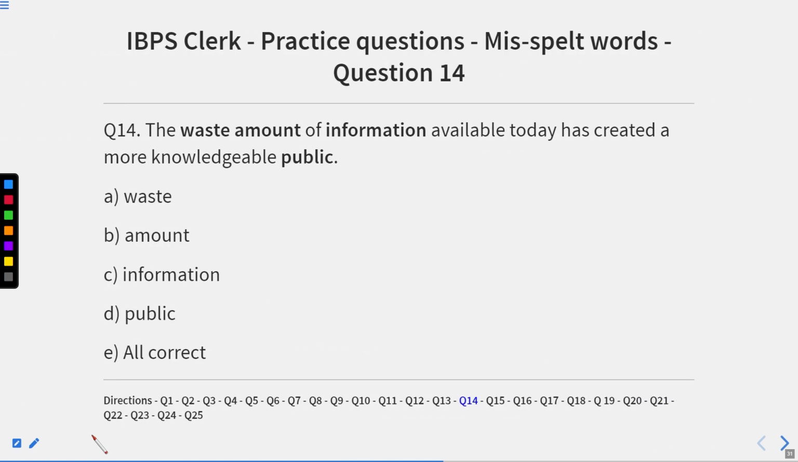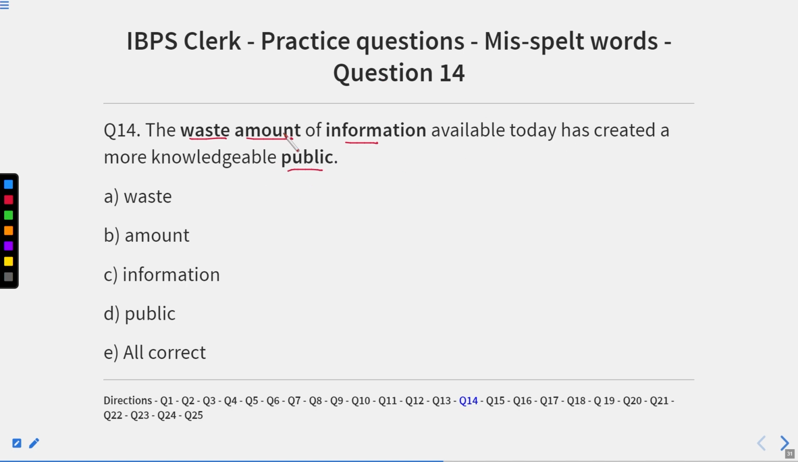Next question is question number 14. Now let us see this question. The vast amount of information available today has created a more knowledgeable public. Now let us see each and every word one by one. The first word is waste, WASTE, though the spelling of waste is correct. Amount, AMOUNT, the spelling is correct. Information, INFORMATION, this is also correct. And public, PUBLIC, the spellings of these words are correct.